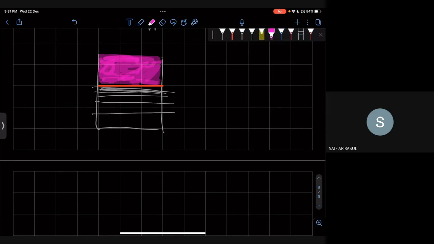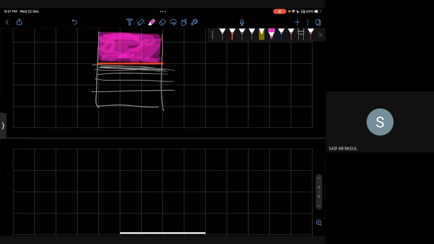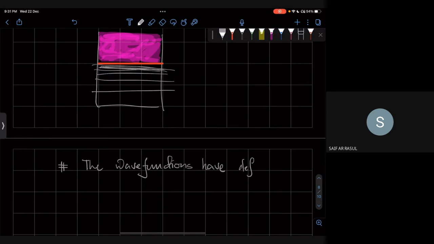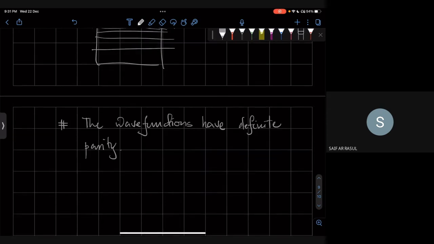All right. Now let's look at the wave function more closely and make some comments. The basis wave functions that we have found have definite parity, so they are even and odd wave functions. The cosine wave functions are even, and the sine wave functions are odd.